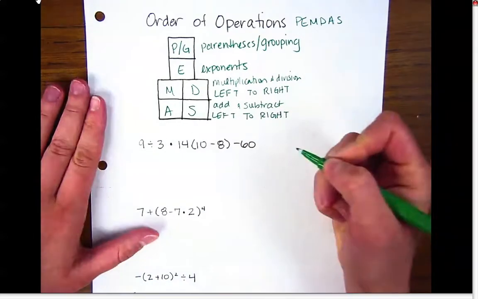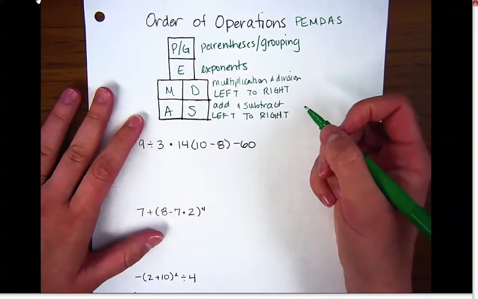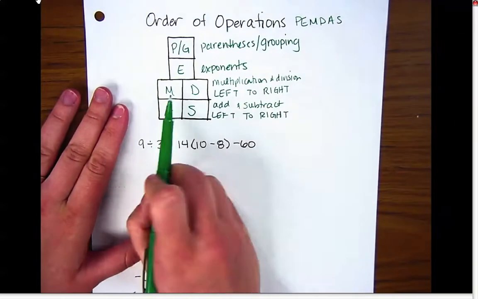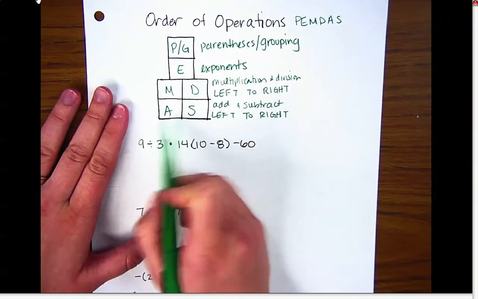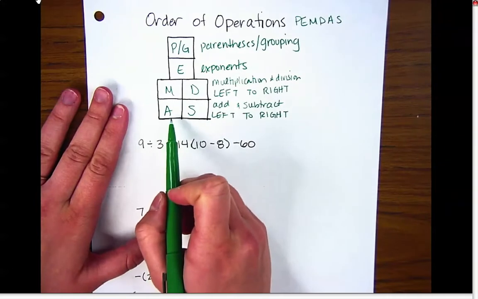In class, you're going to be asked to make your own new visual for the order of operations. And we could have written this as the D here and the M here, or the S here and the A here. It doesn't matter because they go left to right, whichever one comes first.